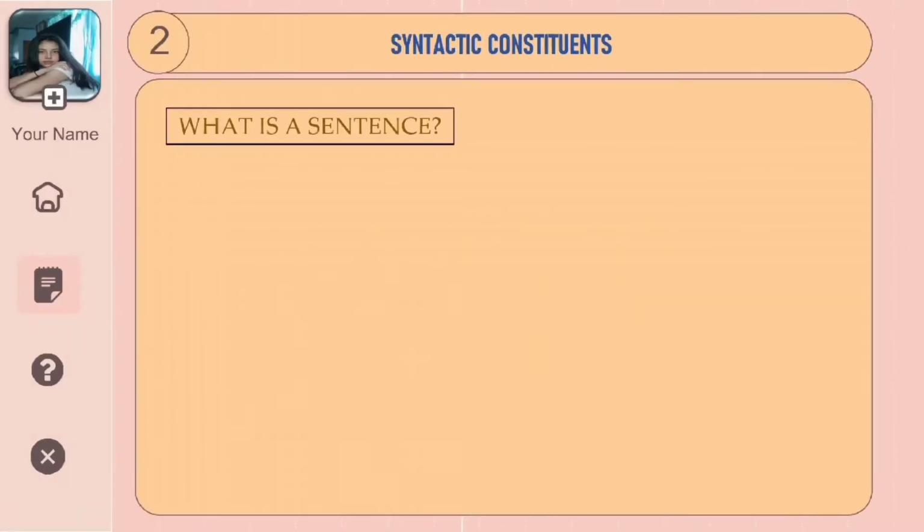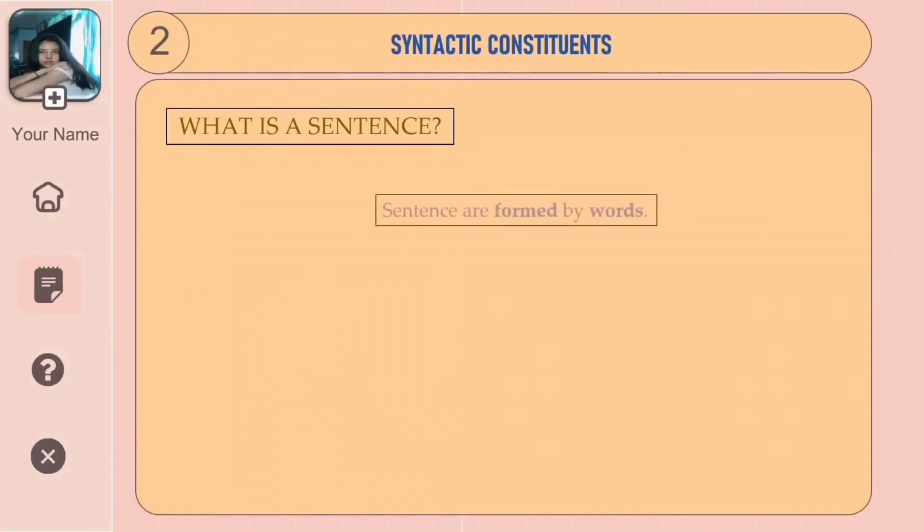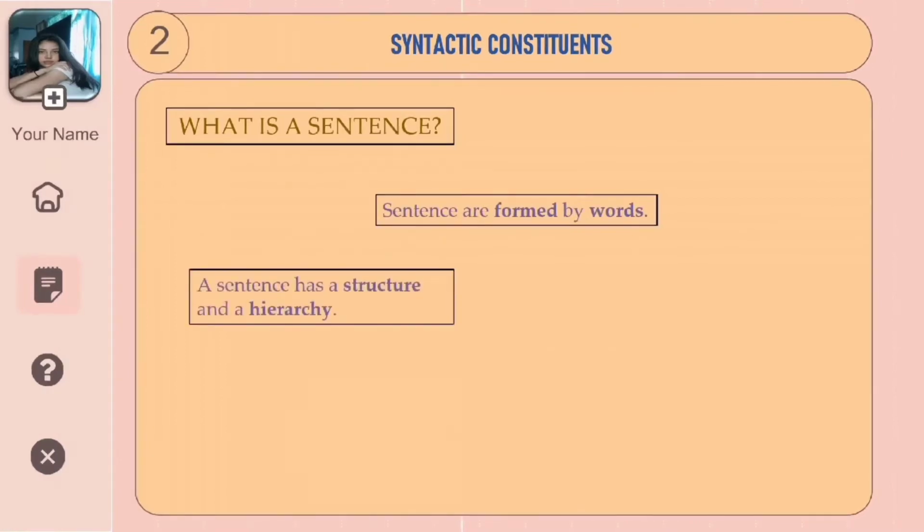Before we start to know about constituents, we need to know the starting point of a constituent. So, what is a sentence? We know that syntax is the study of sentences, and we know that sentences are made of words. There is a structure to the sentence.